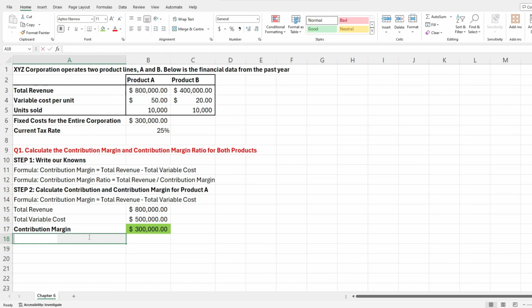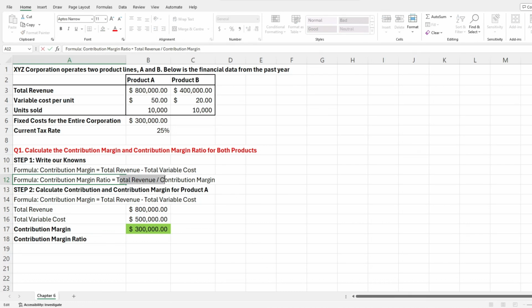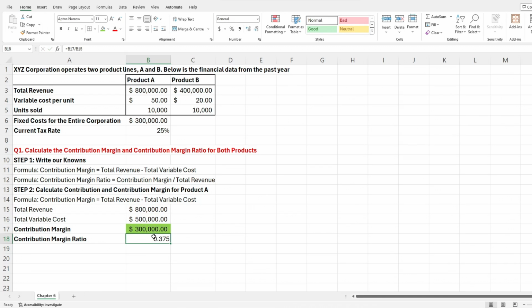All right, and then our contribution margin ratio. So this should actually say contribution margin divided by total revenue. All right, so then our contribution margin ratio is equal to our contribution margin divided by our total revenue. So here we have that as well. So I'll write on the side which product it belongs to. So product A and then product A.